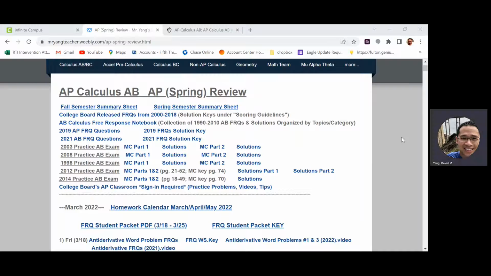All right, let me just point out a couple of things here. First, as we're getting closer towards AP exams, we're doing a lot of review with the packet that you're working on. But I want to make sure that you have additional resources if you want to do a little bit more than what we're doing in class, just for practice purposes.